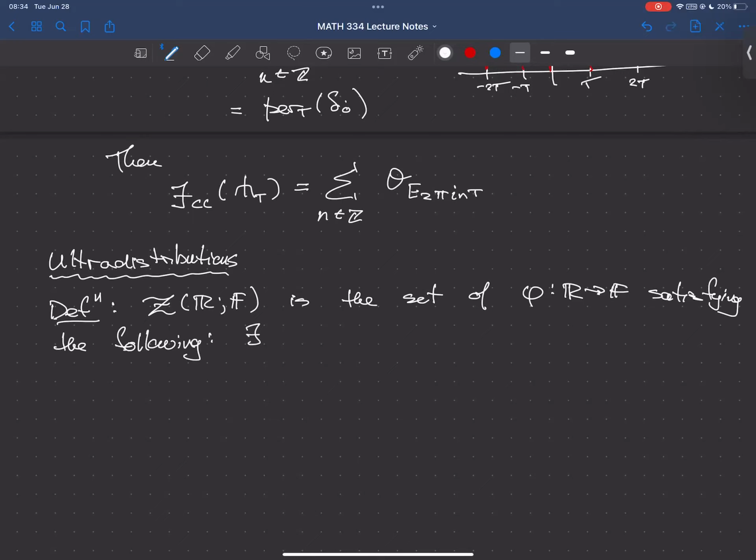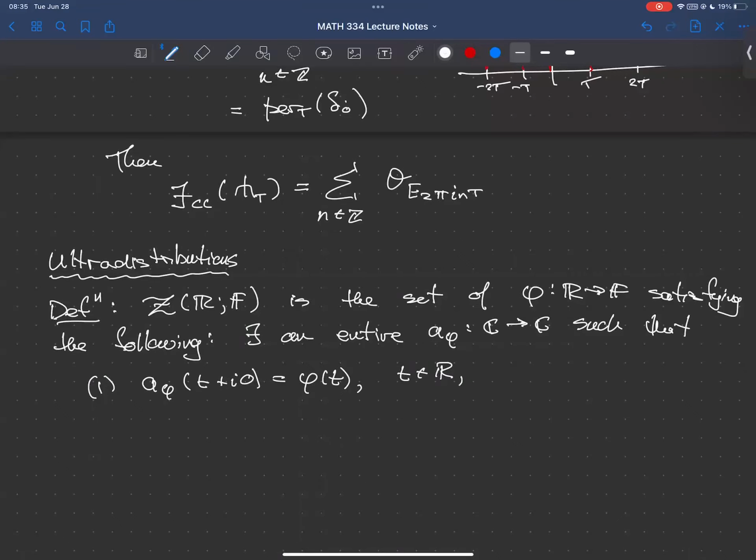As I say, it's a peculiar definition. There exists an entire function, a function defined on the complex plane, which is holomorphic, such that on the real axis it agrees with phi. So it extends phi away from the real axis, and then it has a growth property.